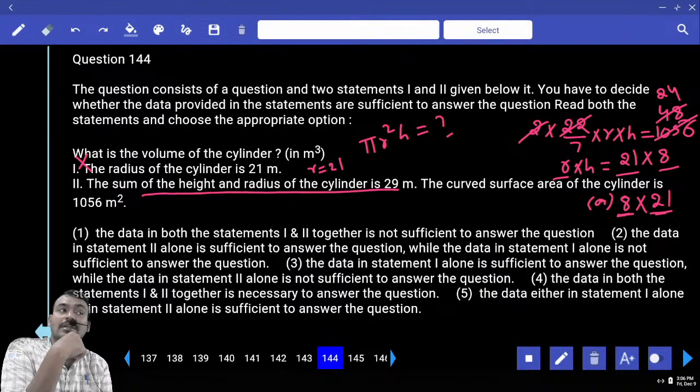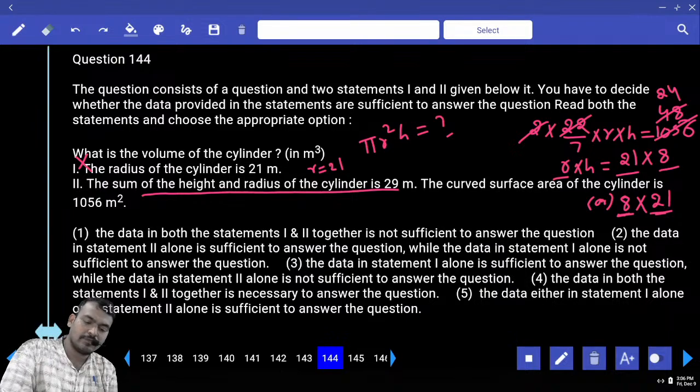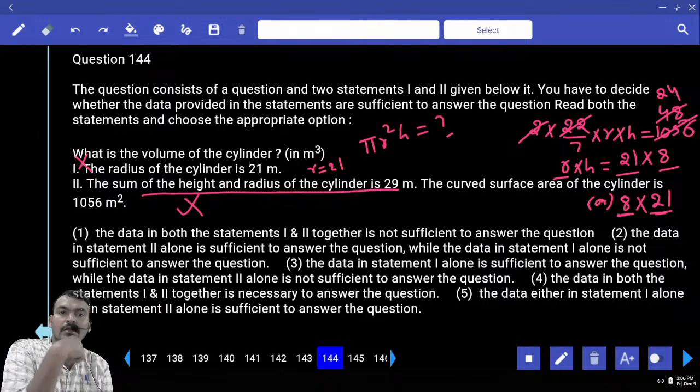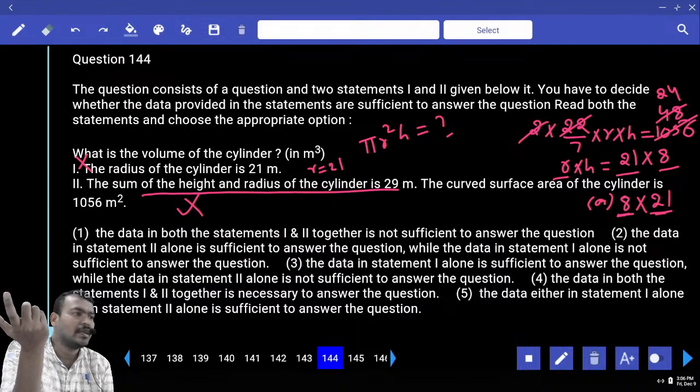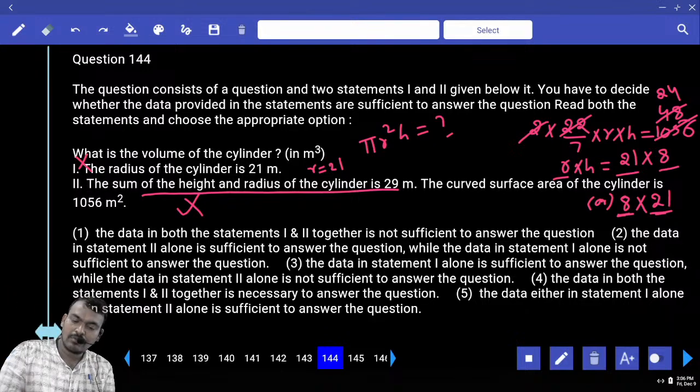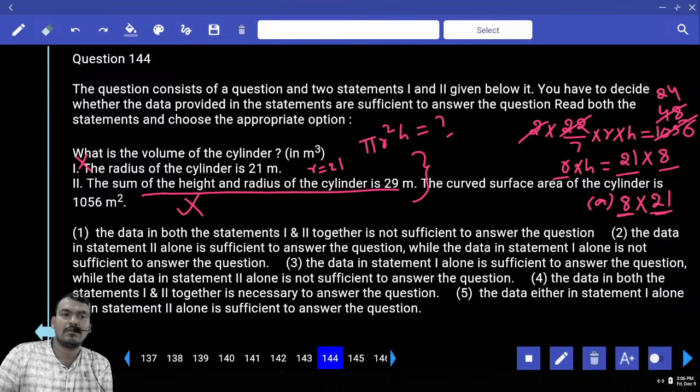2 possibilities. But in data sufficiency, the resultant value is always unique, right? Nothing but only a unique result. Only 2 alone is sufficient or not sufficient? Not sufficient. By using both the statements, yes or no? Because in the first statement the radius is already given. Substitute the radius in the second one, we get the height value must be 8. Okay. By using both the statements, we get the answer.